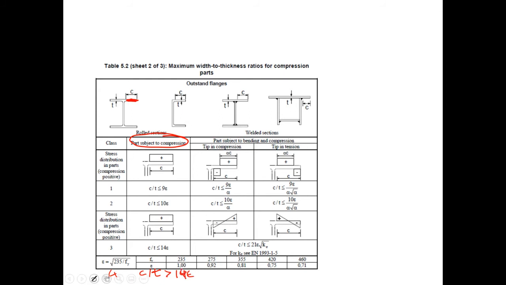Okay, so that's the first thing we're going to do with any section. Whether we're going to design an element that's in compression load, which is what we're going to do today, or an element that's in bending, we're going to end up classifying the section first to see how susceptible it is to local buckling, because that's going to limit its capacity to carry loads. Okay, so that's the first thing.